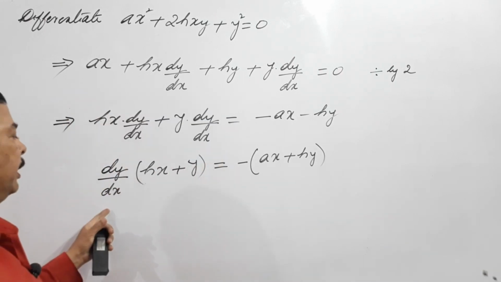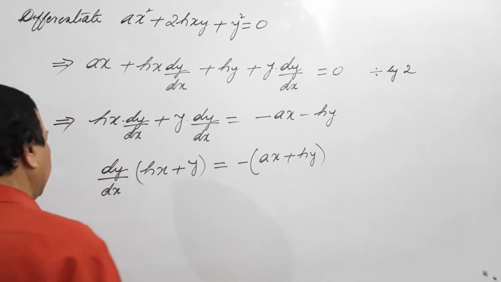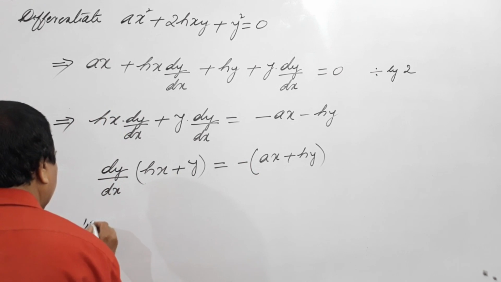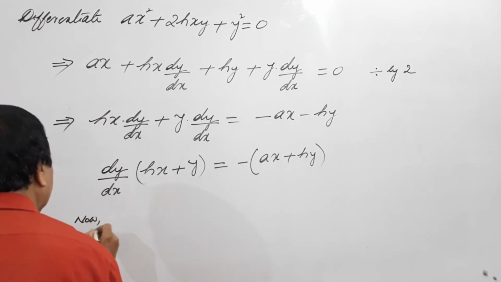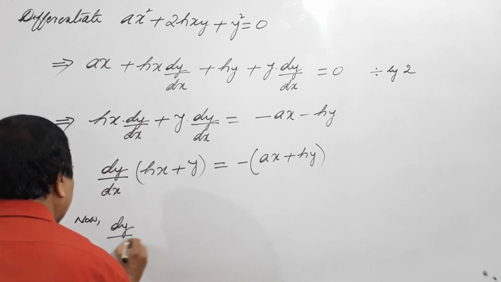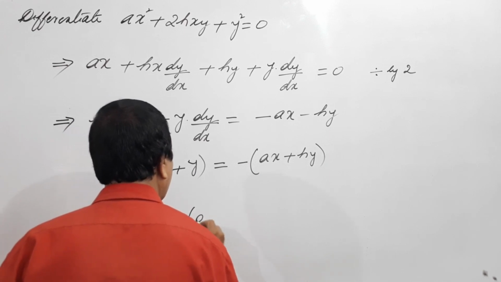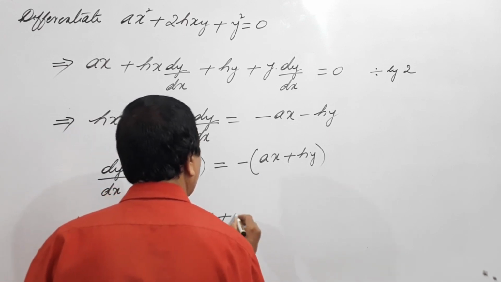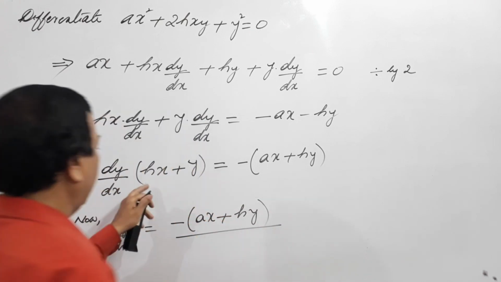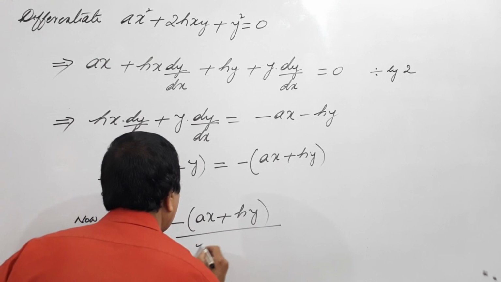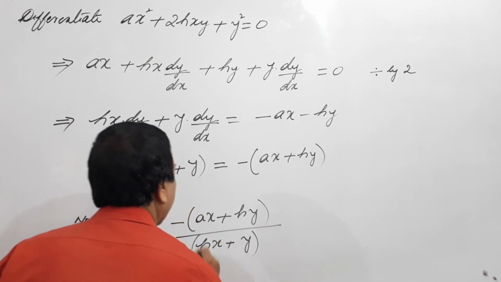So we want dy by dx. So dy by dx will be what? This divided by this. That is, now dy by dx equals to what? Equals to minus ax plus hy, I bring this down, this becomes hx plus y.